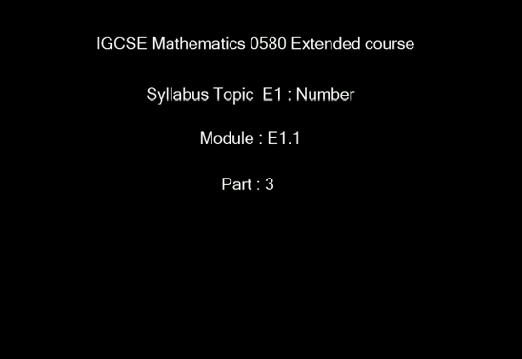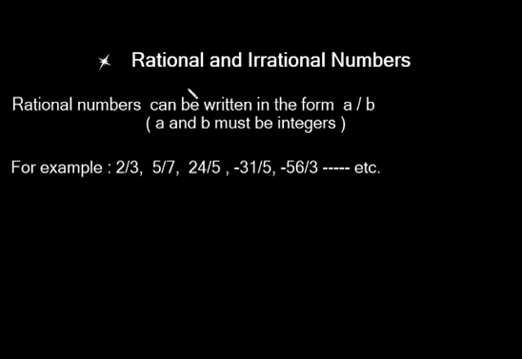In this video, we will be covering syllabus topic E1, which is about number, module E1.1 and part 3. Rational and irrational numbers. Rational numbers can be written in the form a over b, where a and b must be integers. For example, 2 over 3. Now you can see, as I'm saying 2 over 3, a rational number is a number in which you write the number in a fraction form, where both denominator and numerator must be integers or whole numbers.